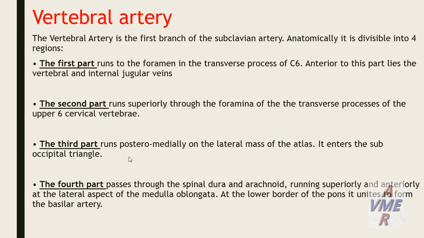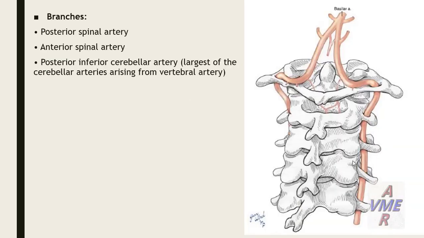The third part runs posteromedially on the lateral mass of the atlas, and it enters the suboccipital triangle. The fourth part passes through the spinal dura and arachnoid, running superior and anterior to the lateral aspect of the medulla oblongata, and at the lower border of the pons it unites to form the basilar artery. These are the segments of the vertebral artery.